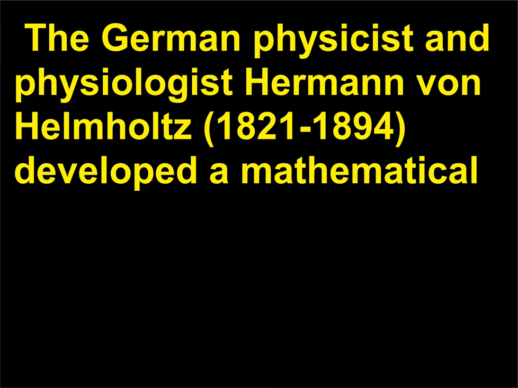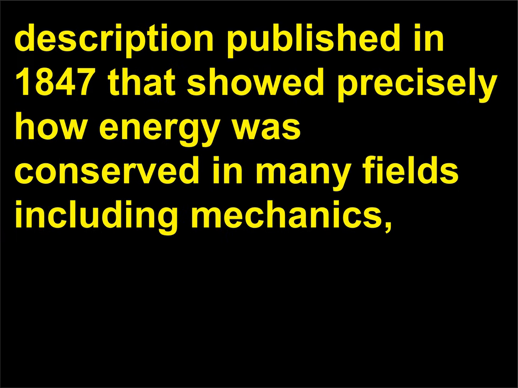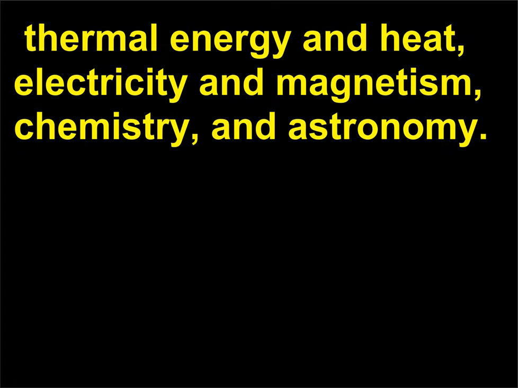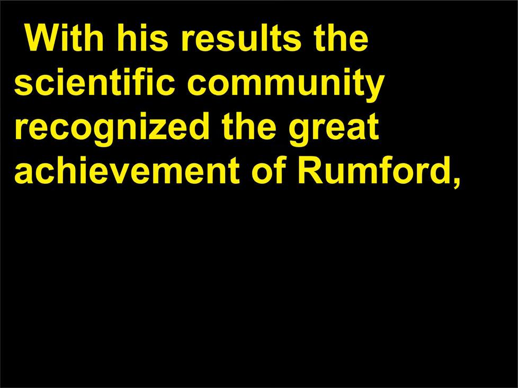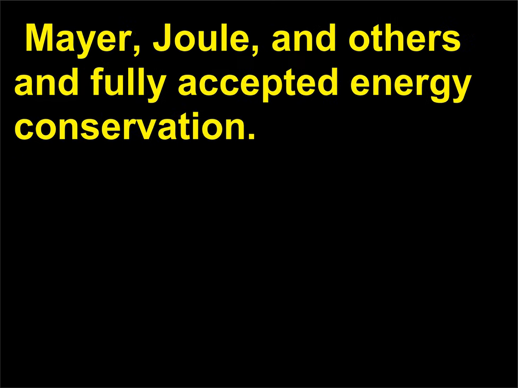The German physicist and physiologist Hermann von Helmholtz, 1821-1894, developed a mathematical description published in 1847 that showed precisely how energy was conserved in many fields, including mechanics, thermal energy and heat, electricity and magnetism, chemistry, and astronomy. With his results, the scientific community recognized the great achievement of Rumford, Meyer, Joule, and others, and fully accepted energy conservation.